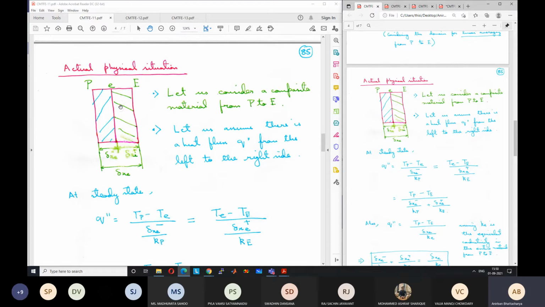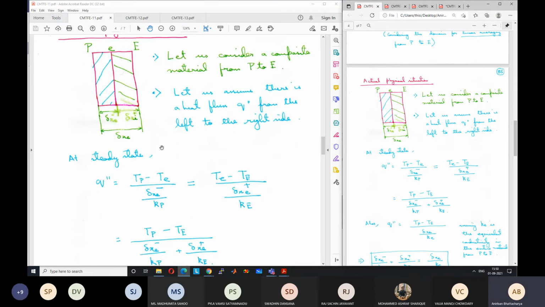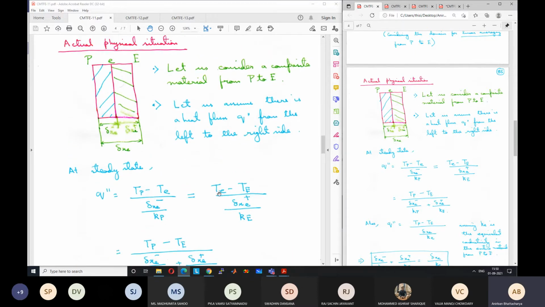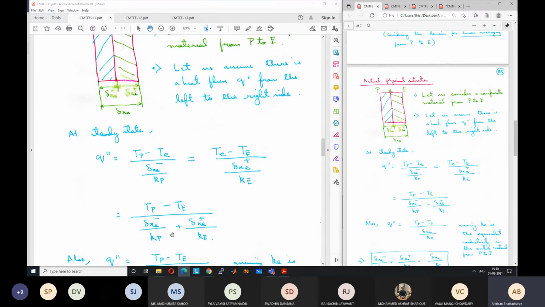Similarly, on the right hand side, we can write the heat flux as K capital E into T small e minus T capital E by delta xe plus. Rearranging again, you get T small e minus T capital E divided by delta xe plus by Ke. Because the heat flux has to be equal on both sides, because it is just a continuous heat flux, because there cannot be accumulation of energy, no source term, nothing. So this Tp minus T small e by delta xe minus by Kp is equal to T small e minus T capital E by delta xe plus by Ke, which is equal to, if you add these two together, Tp minus TE by delta xe minus by Kp plus delta xe plus by Ke.